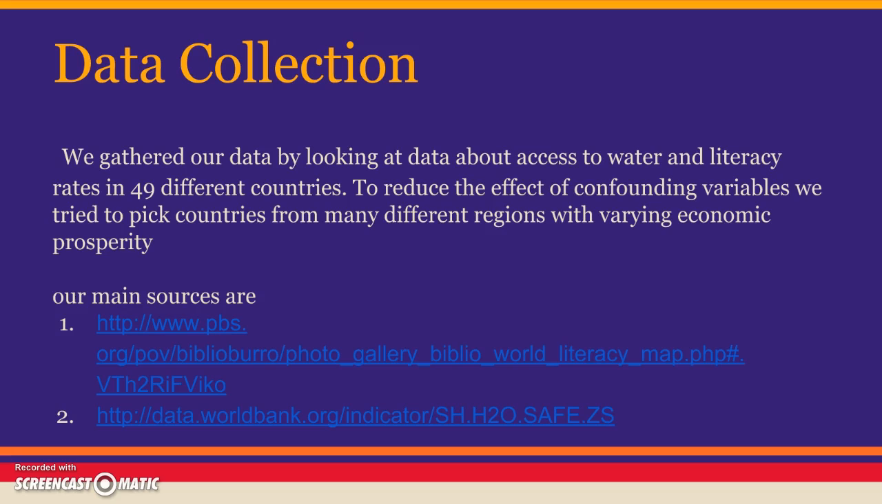We gathered our data by looking at some different sites. We had data from PBS about how literacy rates are, and that's a percentage. Like, literacy rate is percent of the population that can read. And from World Bank, we got data on access to water, and that's just percentage of the population that has access to drinkable water.